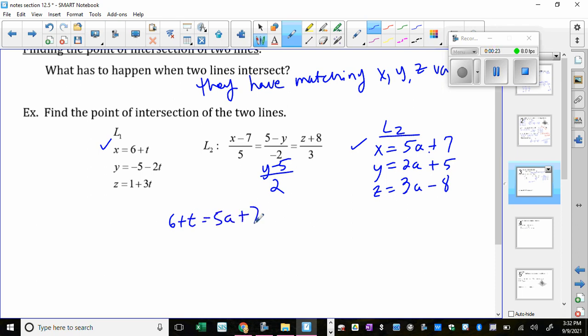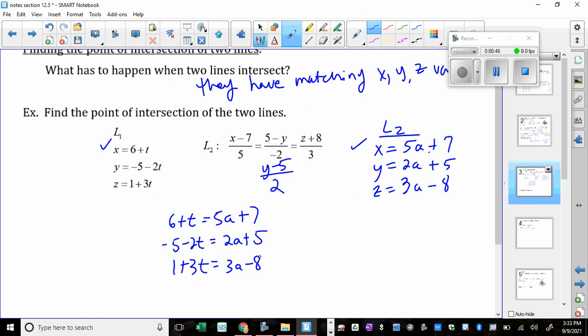And then also we have the y's. Negative 5 minus 2t has to equal 2a plus 5. So you see why I had to use two different letters for the different lines, because I can't have the same letter twice on both sides. And then I have 1 plus 3t has to equal 3a minus 8. Think of it conceptually, like they have to equal each other, and then you'll see what to do.